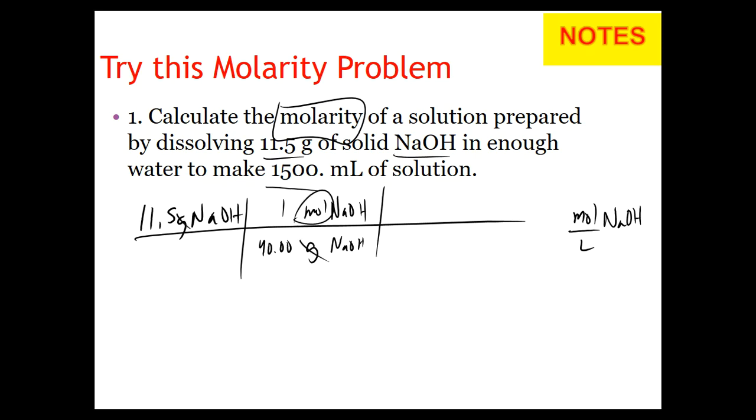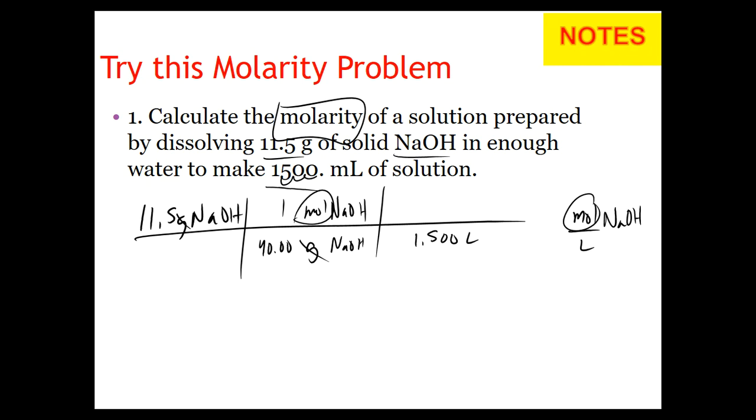I'm stuck with moles on top, which is what I wanted, right? But now I have to put it in solution, which means that I can say, okay, how much is there? Well, 1,500 milliliters is the same thing as 1.500 liters. Always turn it to liters, right?